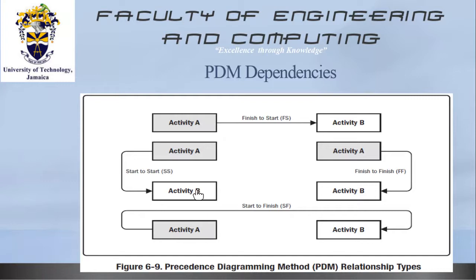So that's a start to start in the simplest form. Then there is a finish to finish. So let's say activity A cannot be finished unless activity B is finished.